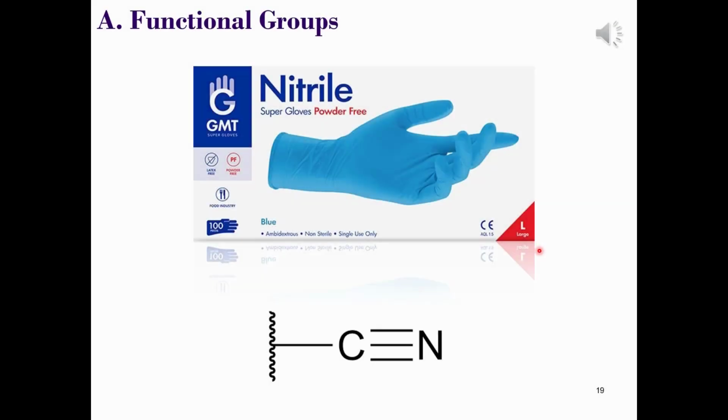Final nitrogen containing functional group is called a nitrile, and this is any organic compound with a carbon triply bonded to a nitrogen. The picture of the gloves are here because the gloves are made from a polymer which contain this functional group. Concludes part A.